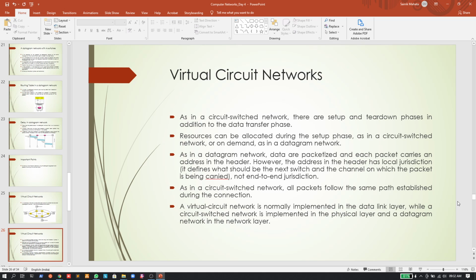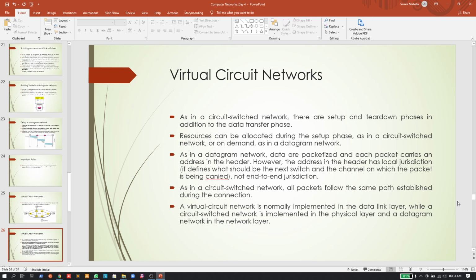After the communication occurs, there will be a tear down phase. But in the case of the packet switch network, we saw that there was no setup phase and no tear down phase. There was only a data transfer phase, and the data transfer was happening with the help of the switches. Whenever a packet goes into a switch, the switch gets the contents of the packet as well as the destination address, and helps the packet move from the source to the destination. So there was no setup phase and no tear down phase.